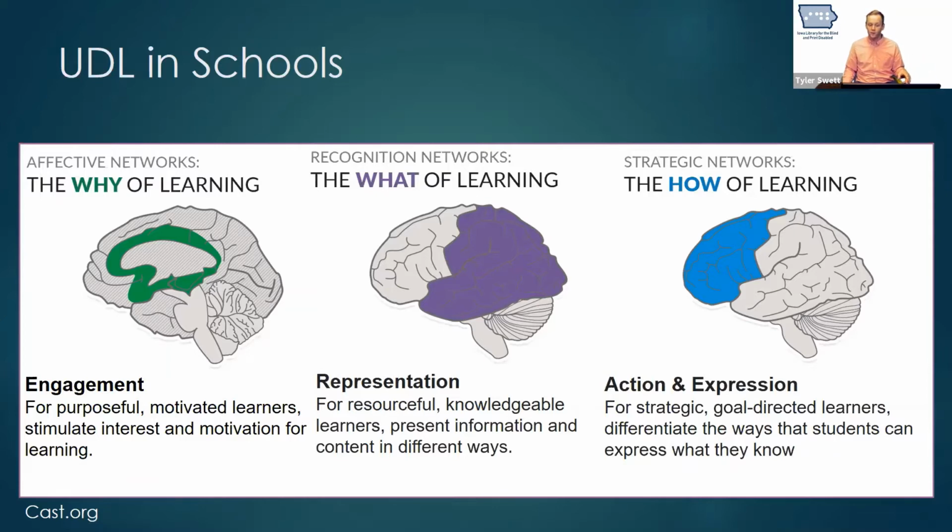And then the what is representation. So knowledgeable learners, how we're presenting content in different ways. So we're not just giving them a workbook to fill out, for example, or we're not just lecturing at them. So that's where that comes in. And then the how of learning. So this is action and expression. This is how students are showing us what they know, and how we differentiate those ways that they're showing us what they know. So we're going to go over each now.